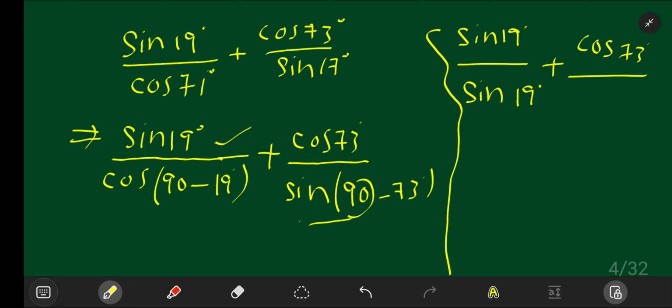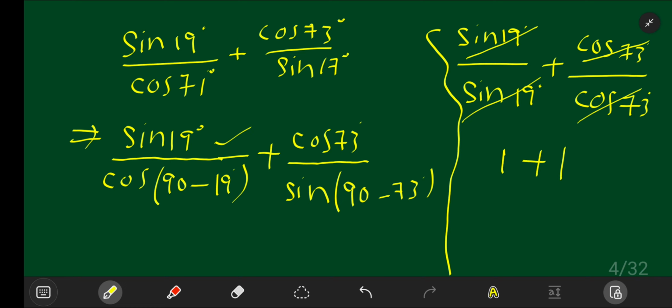Sin 90 plus theta. So it is adding theta with 90 degrees, so the trigonometric function changes to cos, its complement, cos 73 degrees. And 90 minus 73 in the sense it comes to first quadrant. In first quadrant all are positive, so it is positive. Sin 19 degrees by sin 19 degrees, cos 73 degrees by cos 73 degrees, they cancel. 1 plus 1 is equal to 2 is the answer.